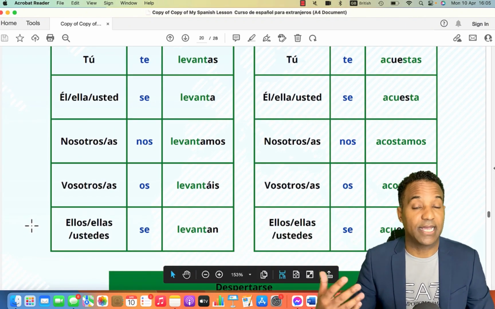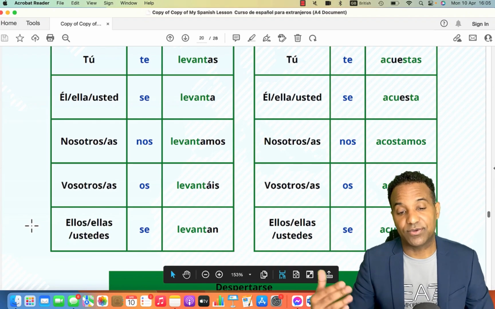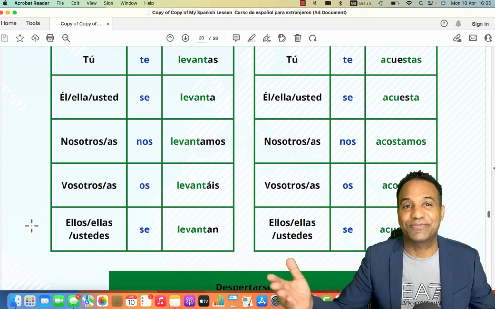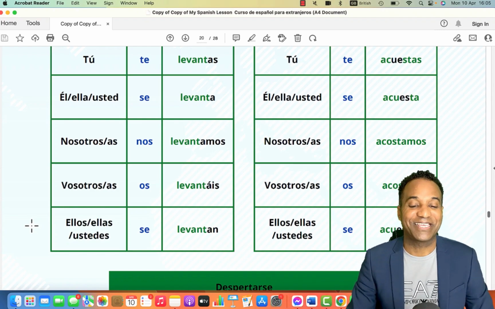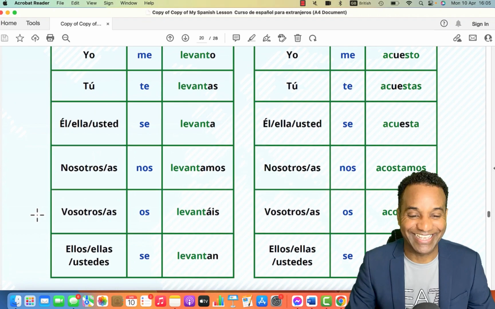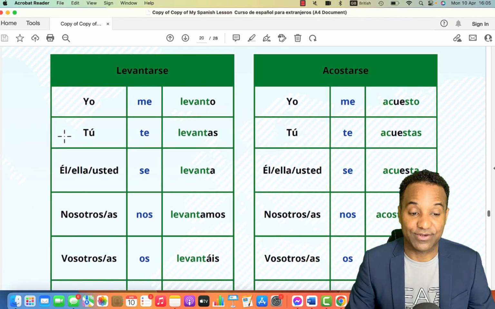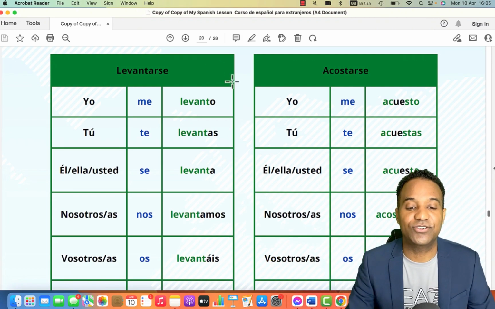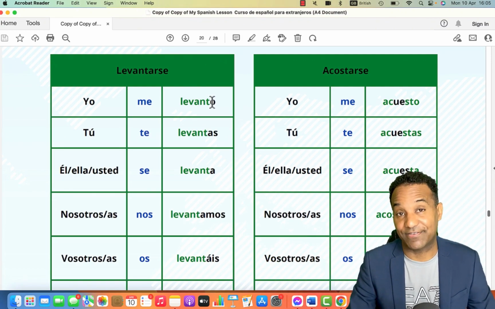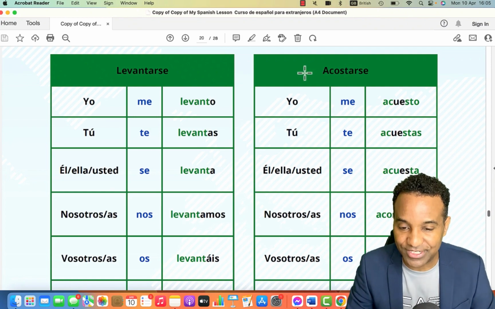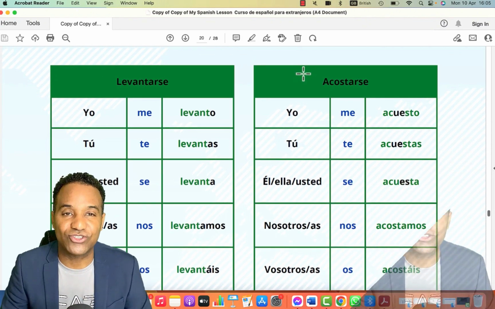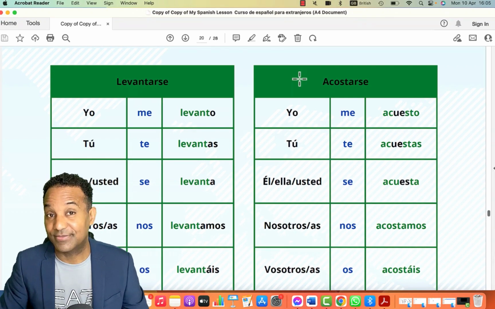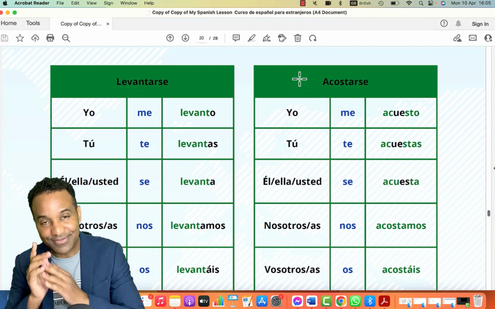So, I get up, you get up. Remember, it's like I get up myself, you get up yourself, but the translation is I get up. Perfecto. So, the personal pronoun and the reflexive pronoun are going to be the same for all the verbs. It's just the ending that changes in the verb, okay? Let's continue with number 2. Acostarse. What does acostarse mean? Do you remember? Acostarse. Go to bed.